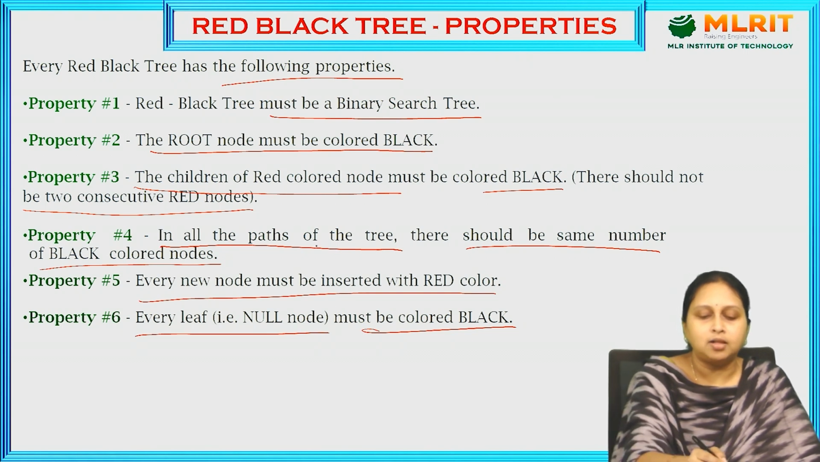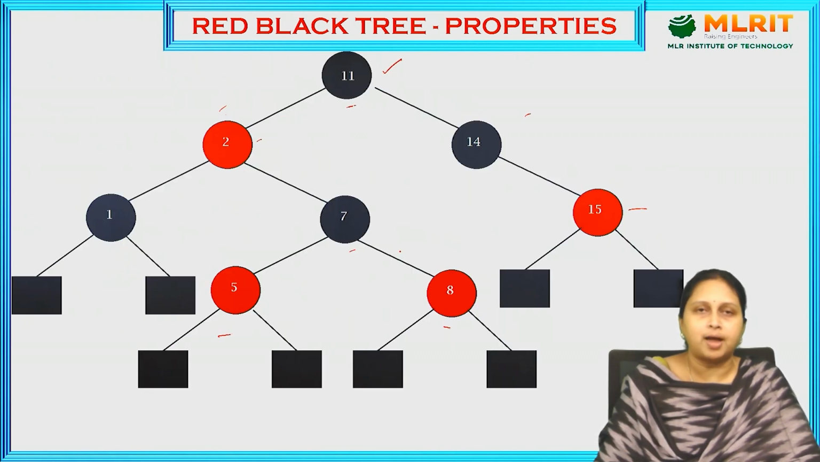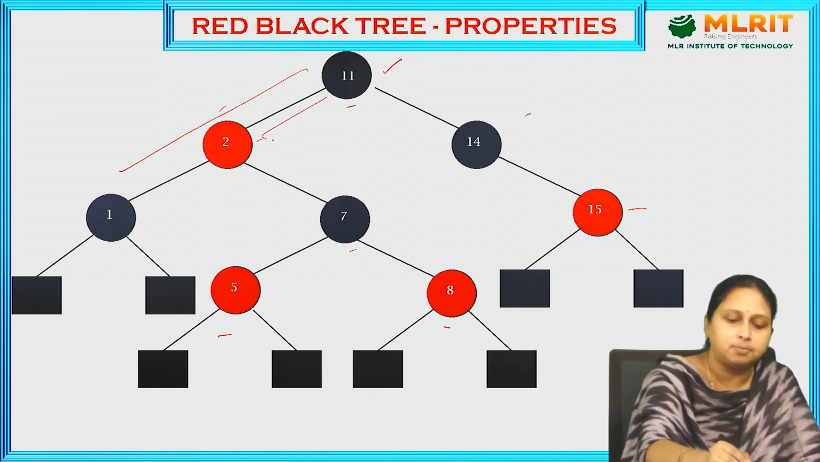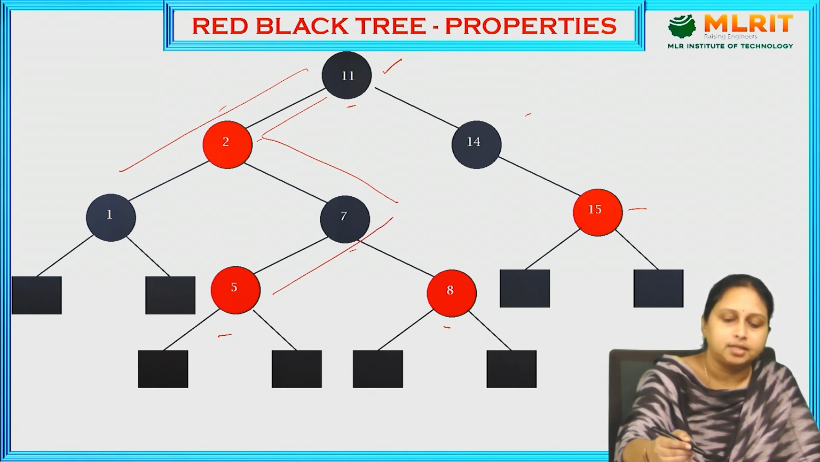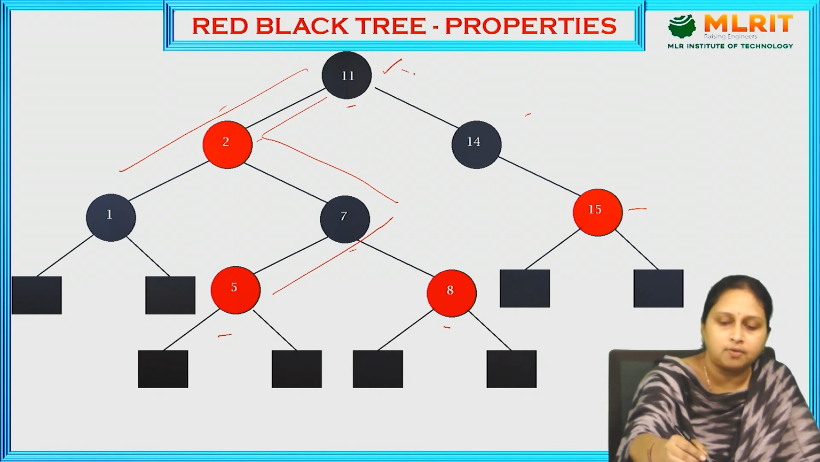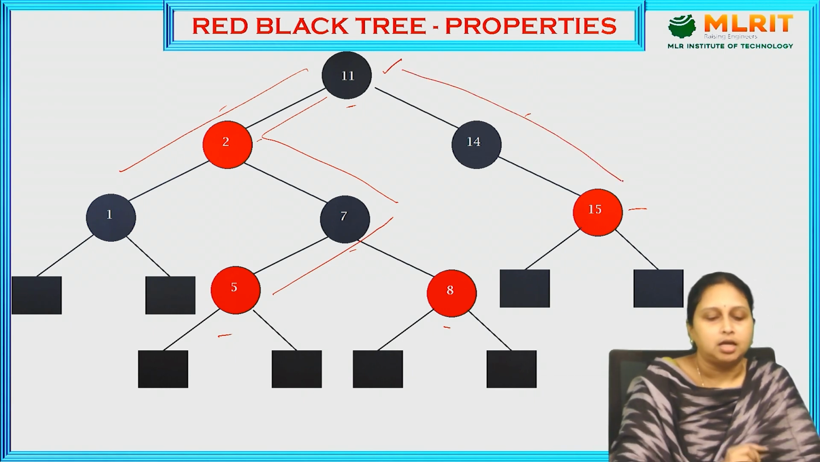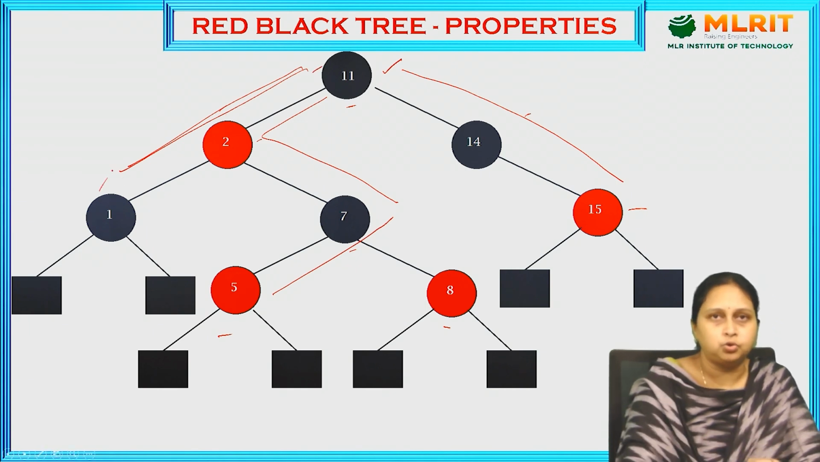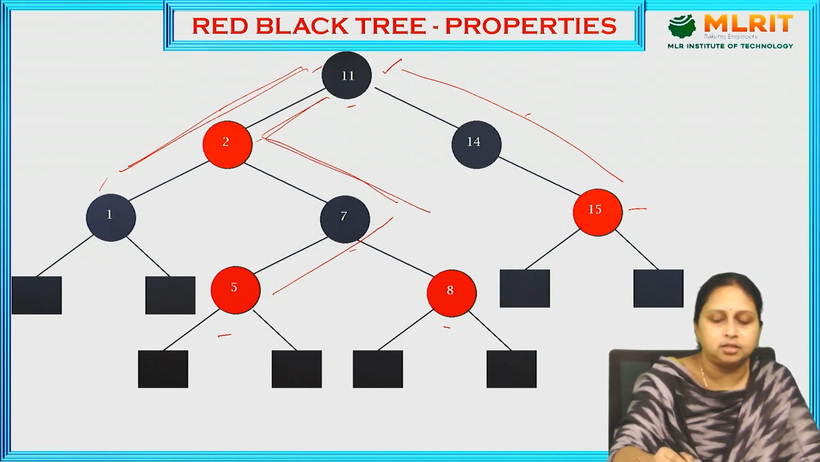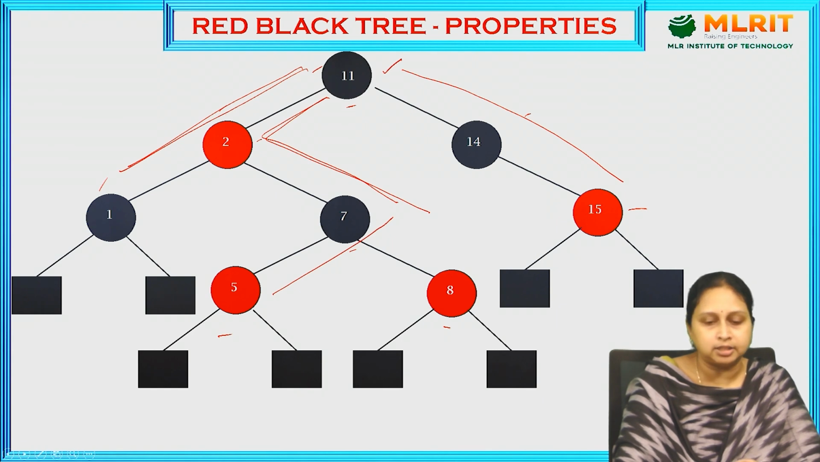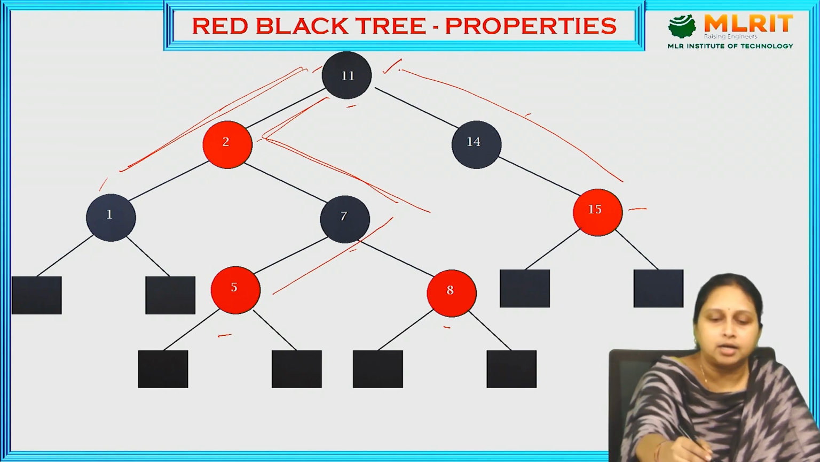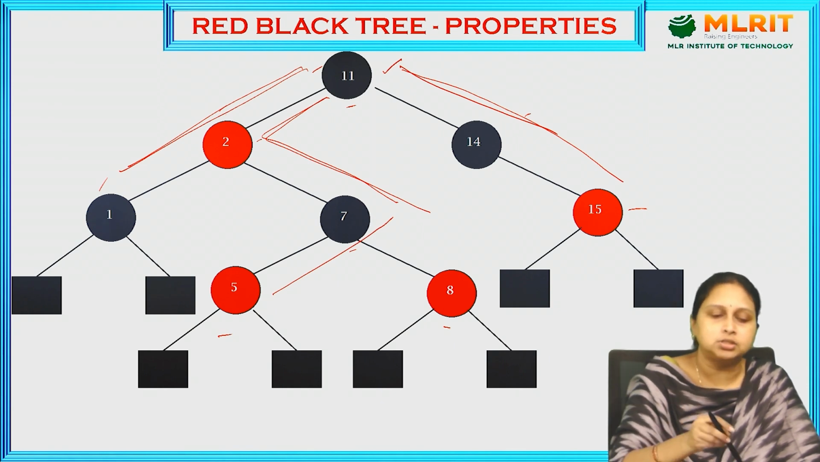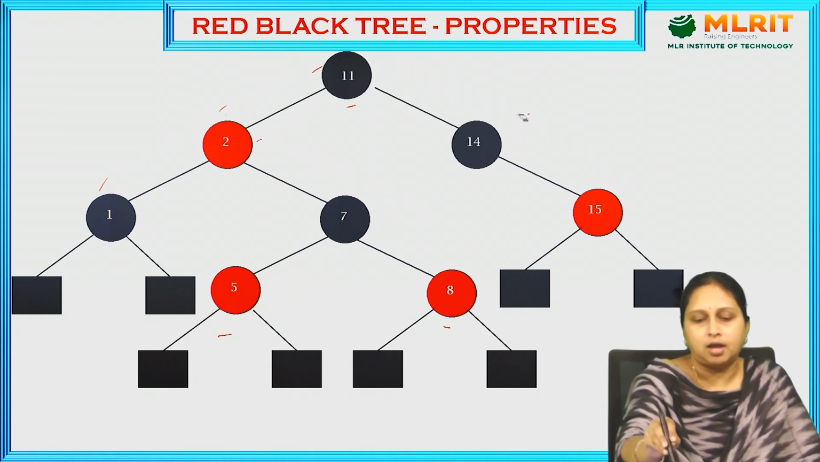Then, in all the paths of the tree, there should be the same number of black colored nodes. This is one path, this is another path, and here you have another path. In each and every path, for this path, 11 and 1 are two black colored nodes. In this path, you have 11 and 7, the same number of black colored nodes. In every path, I have two black colored nodes.